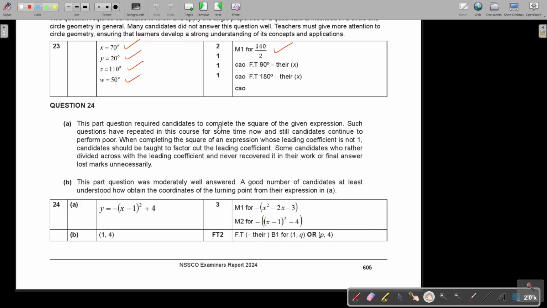Some candidates rather divide across with the leading coefficient and never recover in the working or final answer. So you don't divide. It's not the equation, it's the expression. So you take it out as a common factor. Okay, but there was the answer.